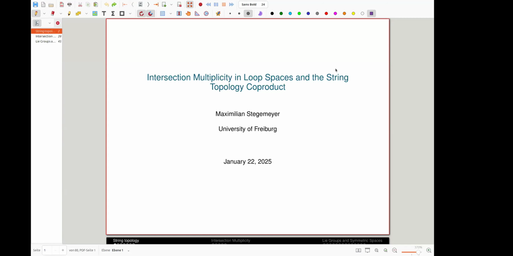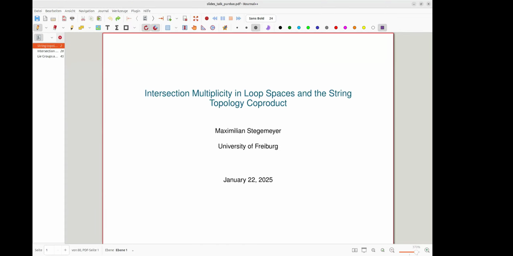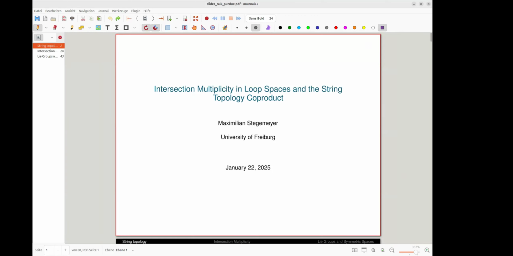Okay, so we're happy to have Maximilian Stegemeyer from Freiburg, and he will be speaking today about intersection multiplicity in loop spaces and the string topology coproduct. All right, thanks so much for the introduction, and thanks for the invitation to the seminar. So let's just dive right in.